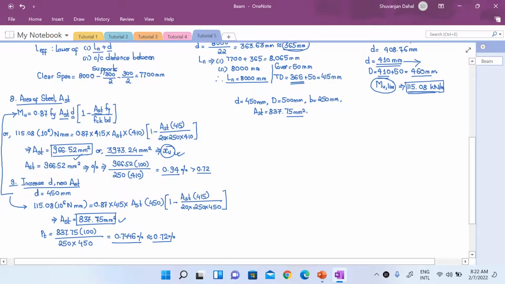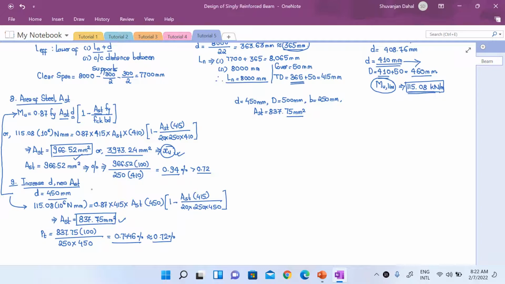So remember that for any design problem, this increase of depth that we did here is obligatory to satisfy the deflection and other requirements. Moreover, by obtaining AST, that means this steel reinforcement area with increased depth, we will ensure that our beam is under reinforced and we will ensure ductility in our structure. So this is obligatory.